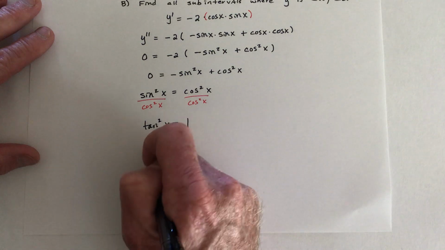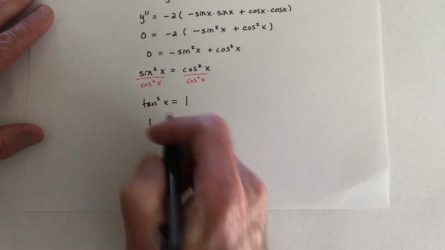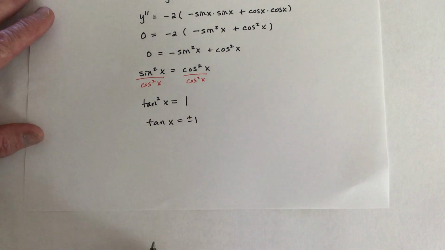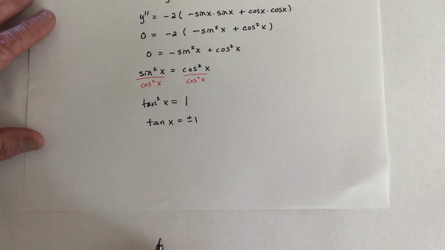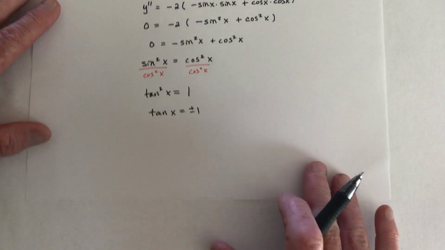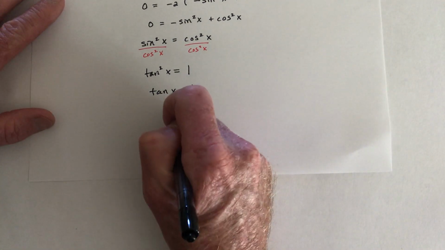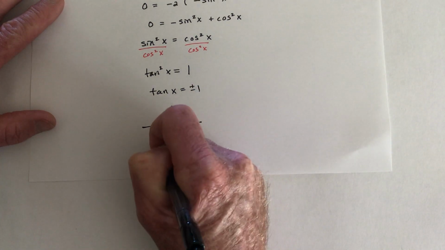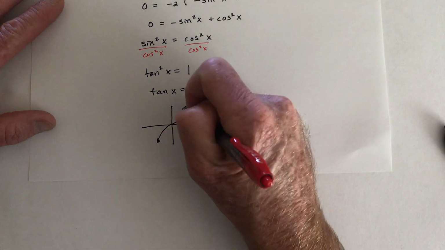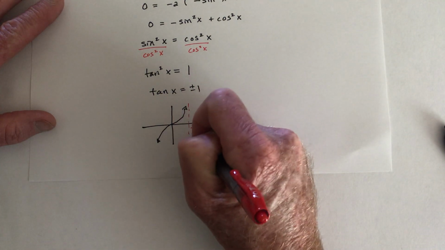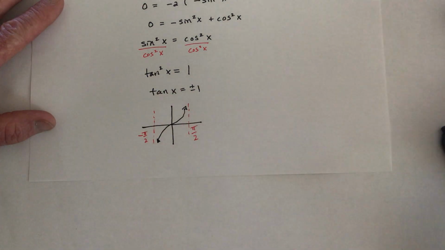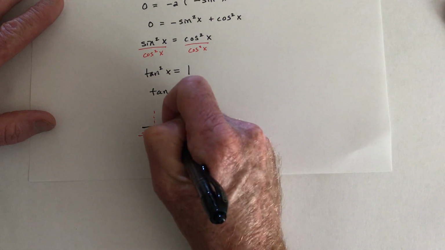And then I could take the square root of both sides. Don't forget, when you take square root of both sides, then on the right side, it's actually going to be plus or minus the square root of 1, which equals 1. So then it's saying, when does tangent equal a plus or minus 1? So the tangent function looks like this. It's got an asymptote over here at pi over 2 and another asymptote over here at negative pi over 2. Then when does it equal 1?